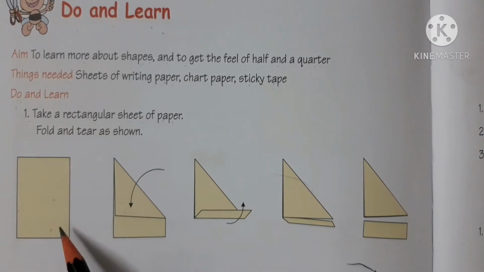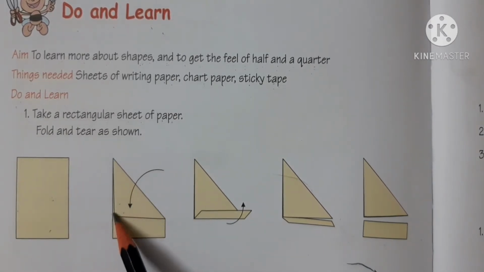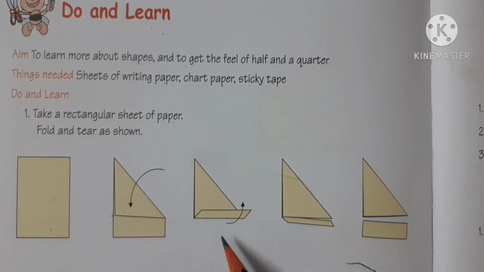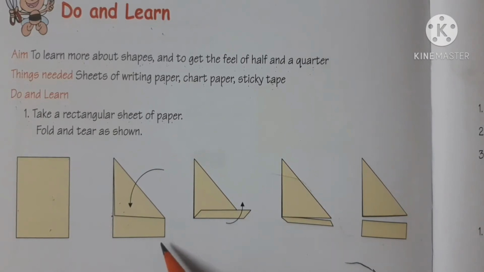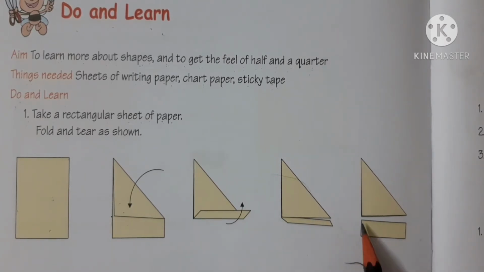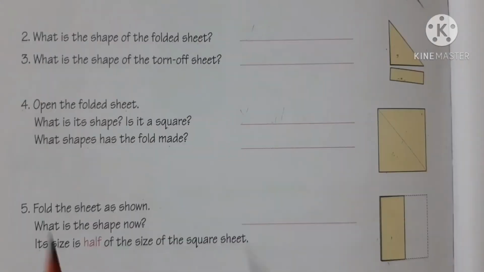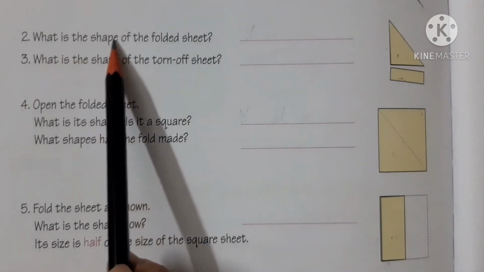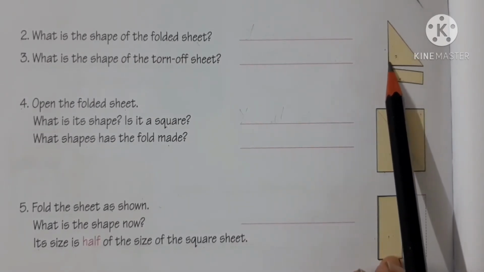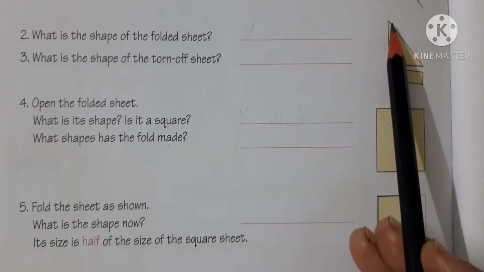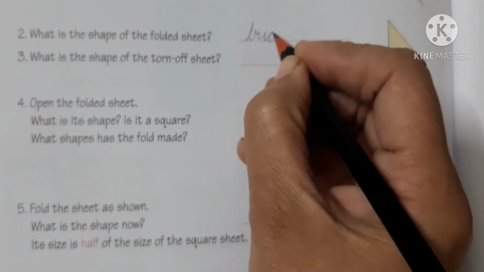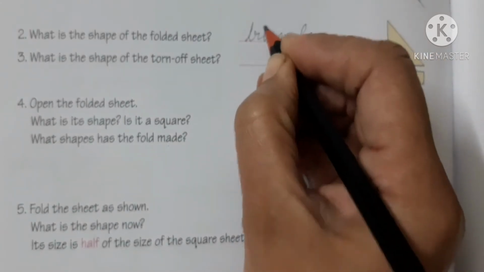You will take a rectangular paper, fold it into a triangle from one corner to another, and then tear off the extra paper. You will cut the extra sheet. What is the shape of the folded sheet? You have folded the sheet and now you get a new shape. What is the shape? It is a triangle.